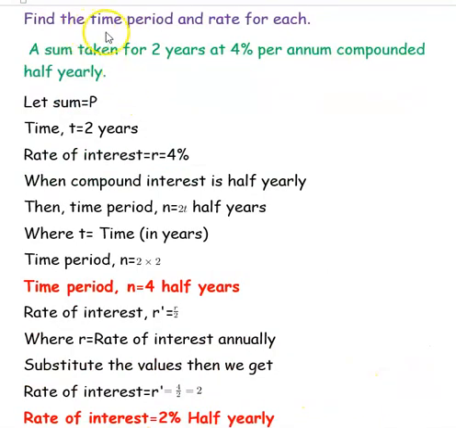The next question is to find the rate and time period for a sum taken for 2 years at 4% per annum compounded half yearly. Here the sum is P, time T is 2 years and rate of interest R is 4%. When the interest is half yearly, the time period will be doubled. So it is 2 into T half years. Here it is 2 years, right? So 2 into 2 will be 4 half years. The time period will be 4 half years.